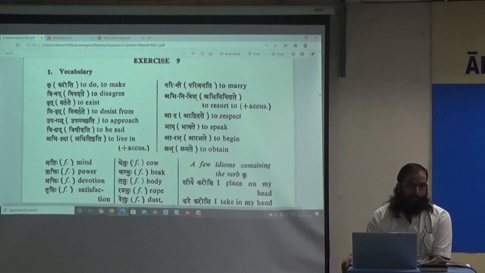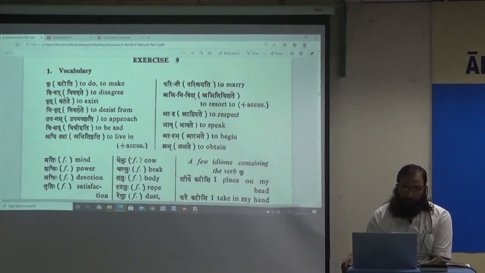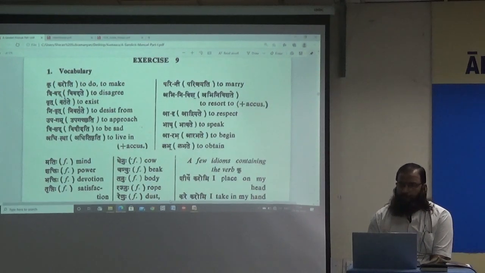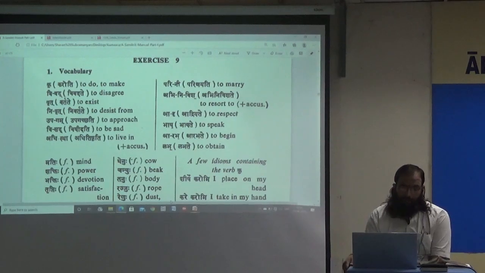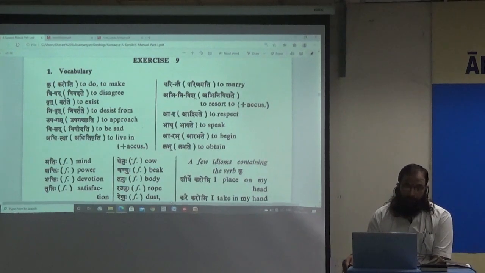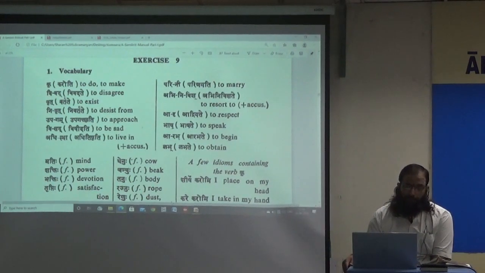Vrit, to be. Vrit is sattayam. Vrit, to be, to exist. Nivrit, nivartate. Desist from, disengage from, nivartate. The word nivritti comes from this dhatu only. Nivritti, sannyasa. Upagam, upa plus gam, upagacchati.